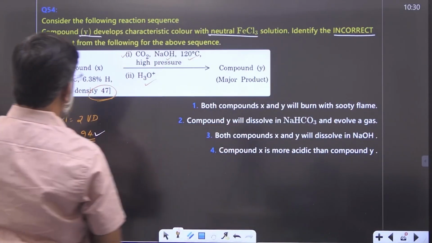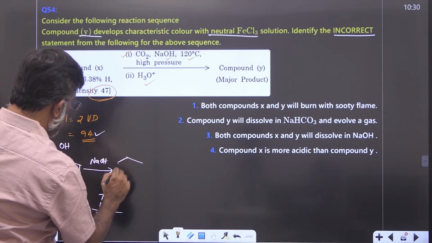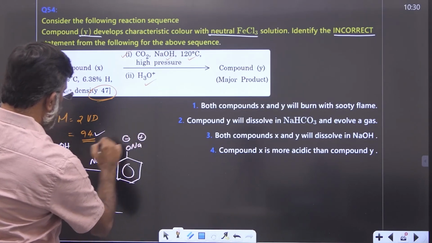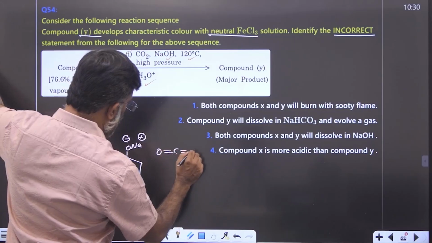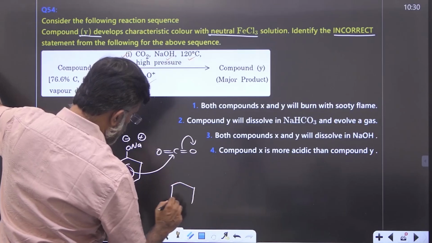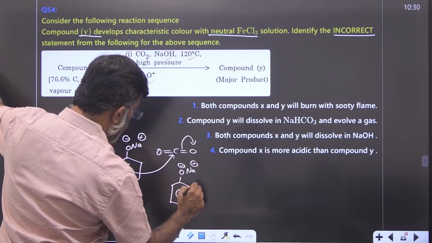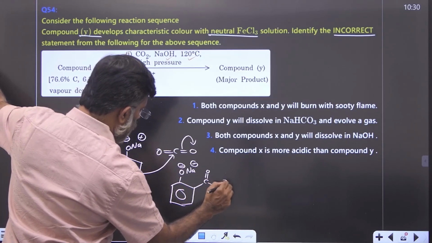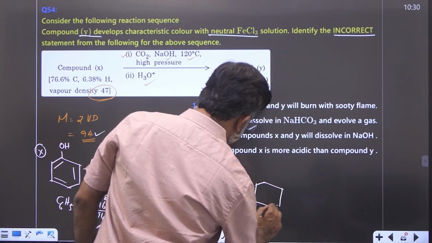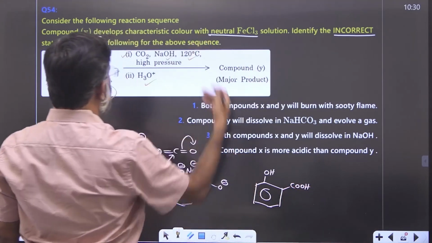Phenol treated with the carbon dioxide and NaOH. This is first treated with NaOH. You get sodium phenoxide, and that will attack the weak electrophile carbon dioxide. Maybe everybody remembers, this is Kolbe's reaction, and upon acidification, you get salicylic acid.